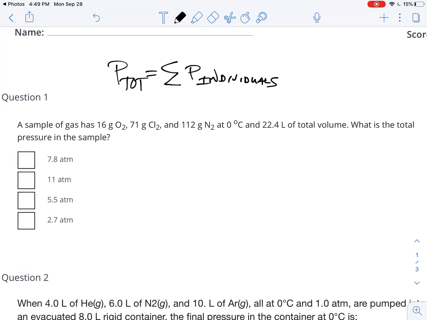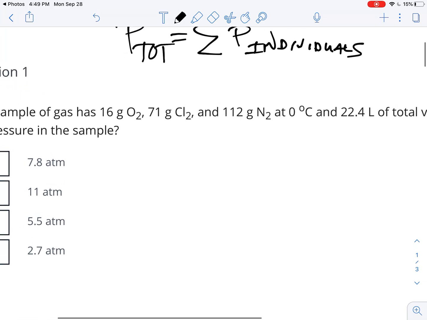A couple different ways that you can do this. You can do individual and add them up if you want, or you can do total. Let's try the first way first. So our first one here is 16 grams of oxygen. That's going to be half a mole. So that's half a mole of oxygen.